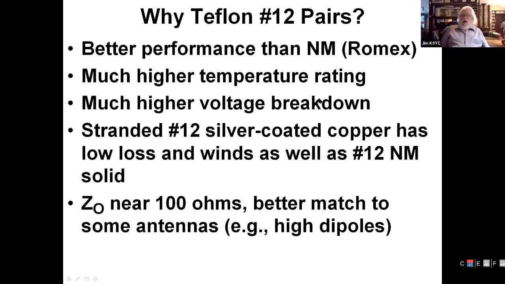Why did we go with Teflon? Well, better performance. The measured data showed that. Better performance than NM, the Romex, and better performance than THHN. Has a much higher temperature rating, much higher voltage breakdown, and the characteristic impedance is close to 100 ohms, which is better matching to some antennas, like my high dipoles, which come in at about 88 ohms.